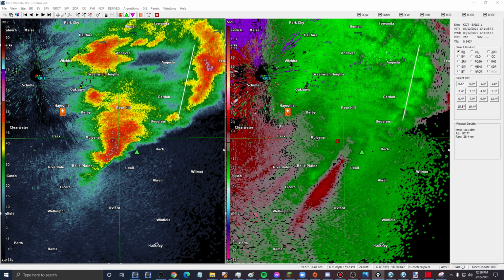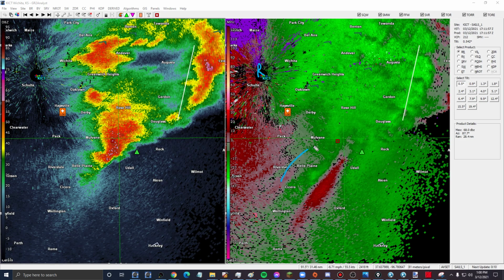Before I go ahead and start, if you guys do not know how to read velocity, essentially we have a radar here. Green basically represents air or winds that are moving toward the radar, so they're moving right at the radar. And red is the opposite: winds moving away from the radar at a given point. So now that you know that, we can go ahead and explain what is happening right here.